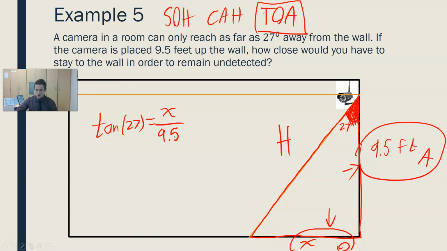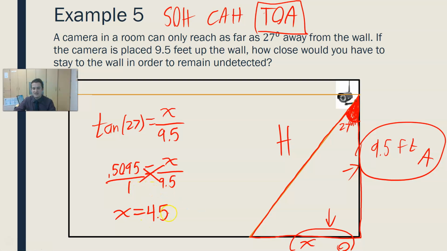Okay. Well, tangent of 27, I can type that in my calculator. That's 0.5095 equals x over 9.5. And I'm going to write this over 1 so I have a fraction on both sides. Well, what do I do next? I cross multiply. X times 1 is x equals 9.5 times 0.5095 gives me about 4.8 feet.